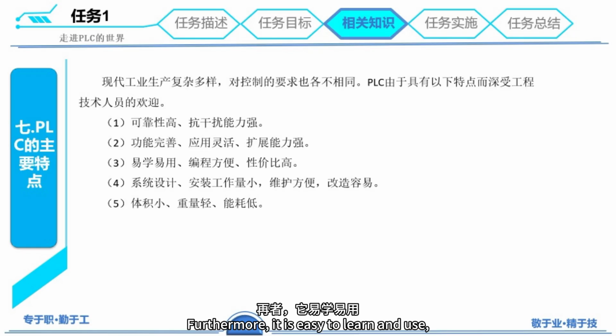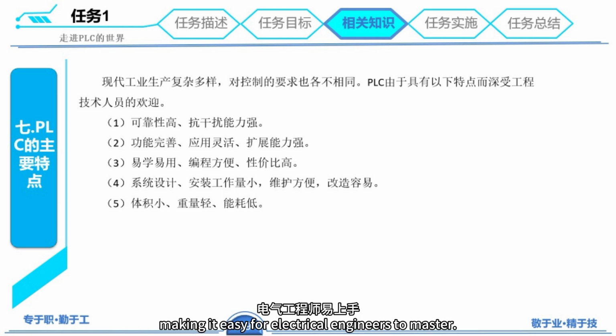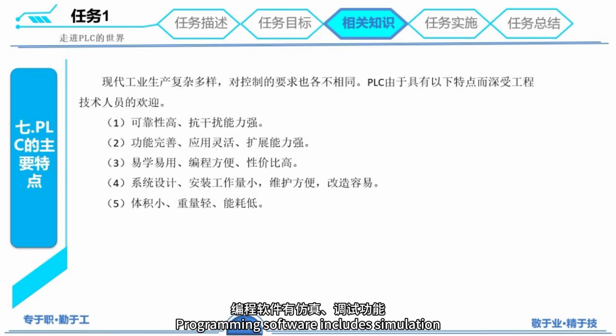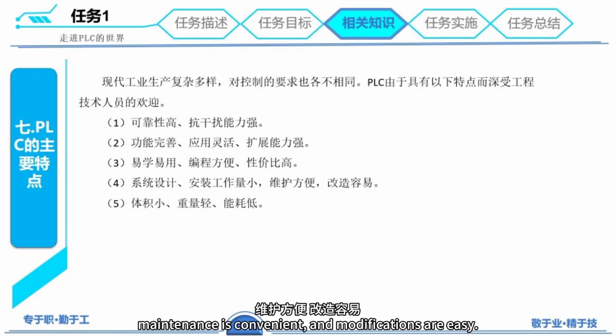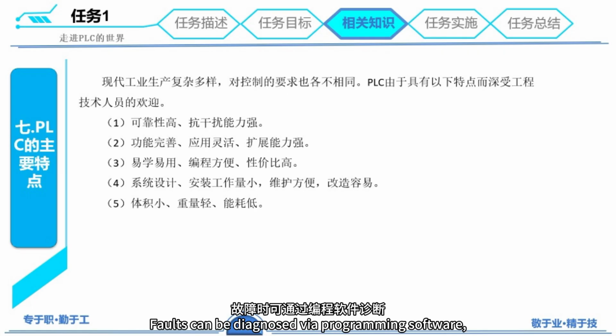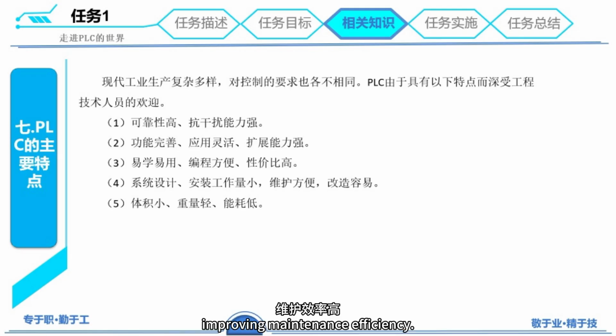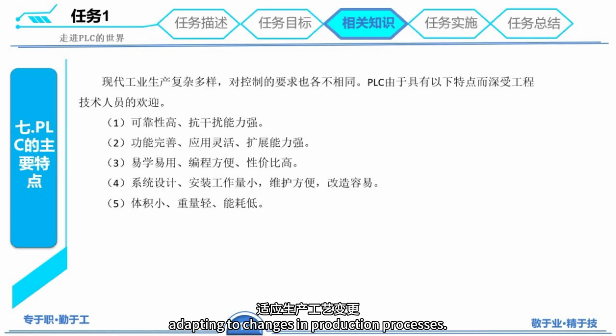Furthermore, it is easy to learn and use, convenient to program, and cost-effective. It uses programming languages close to electrical control logic, making it easy for electrical engineers to master. Programming software includes simulation and debugging functions, reducing development difficulty, and its cost is much lower than that of customized industrial computers. Additionally, system design and installation workload is small. Maintenance is convenient and modifications are easy. It employs modular design, reducing wiring workload. Faults can be diagnosed via programming software, improving maintenance efficiency. Modifying control logic only requires updating the program, adapting to changes in production processes.